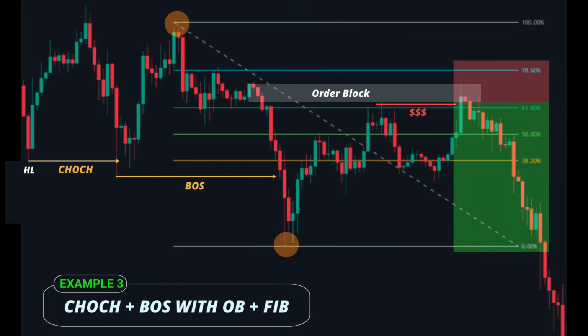The short entry is taken inside the order block, stop loss is placed just above it, and the target is set at the next liquidity pool, typically the previous low. This setup shows how combining CHOCH, BOS, order blocks, and Fibonacci levels gives a precise and systematic entry in a downtrend.